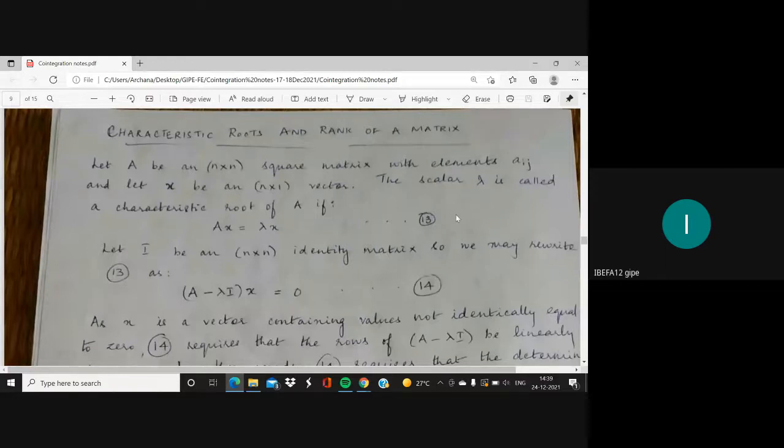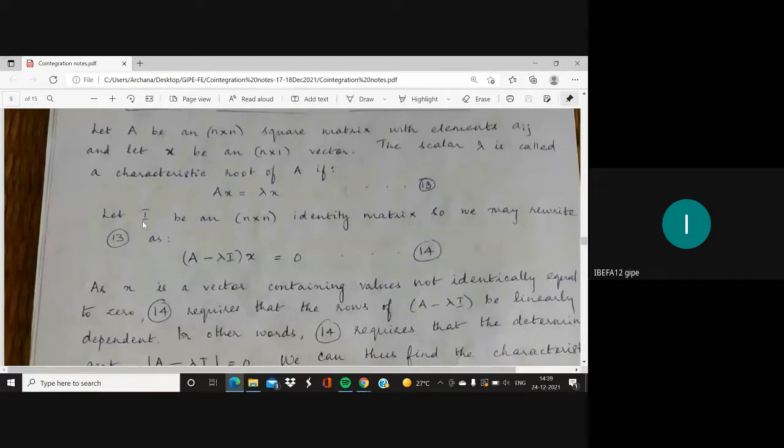Okay. So this scalar lambda is called a characteristic root of this matrix A if this condition is satisfied. Okay. If you multiply the square matrix A with the vector, then you get the scalar multiplied with the vector again. Okay. So if this condition is satisfied, then lambda is called the characteristic root of A. Okay. Now we'll be using this lambda itself, these characteristic roots, again to find the co-integrating vector and so on. Okay, so that's why we are discussing this particular concept now.